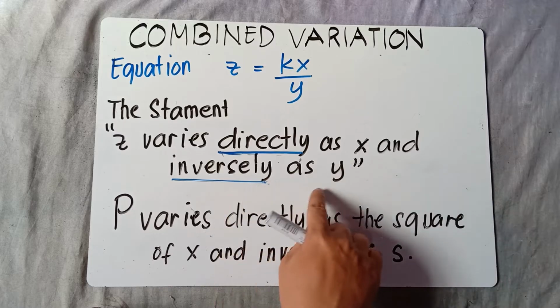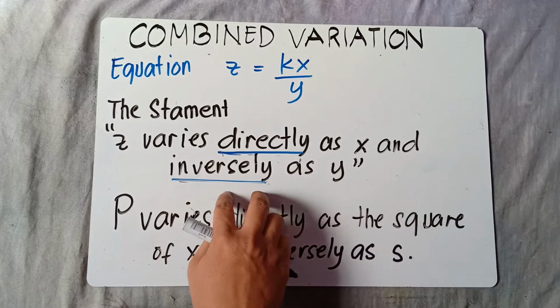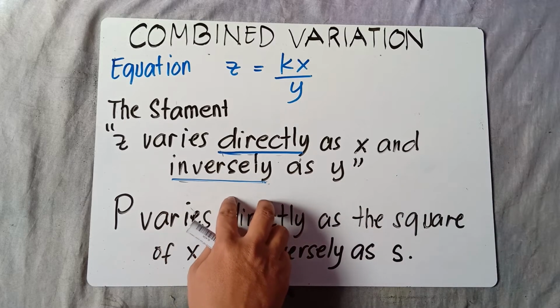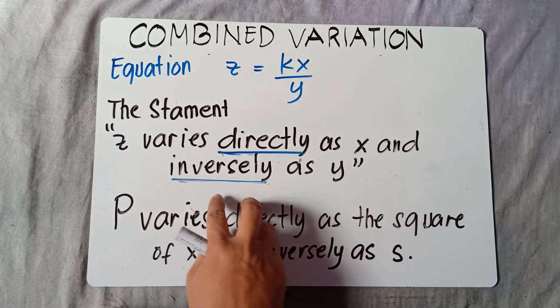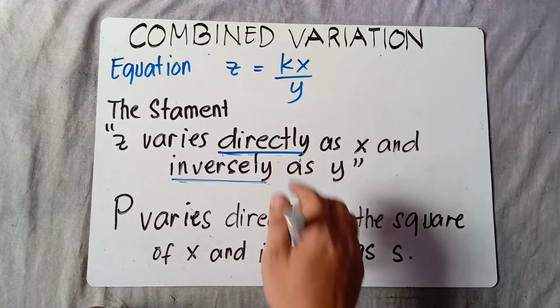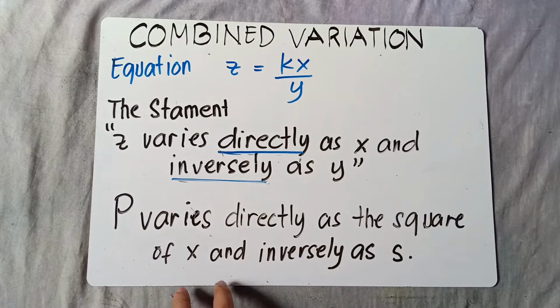And inversely as y. Inversely means there's something to do with division, or the variables must be on the denominator, inversely as y. So this is the equivalent. How about this one? We will try to convert this statement into a mathematical sentence. Could you try this one?